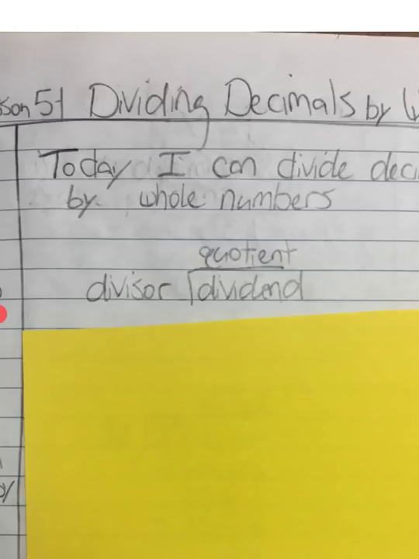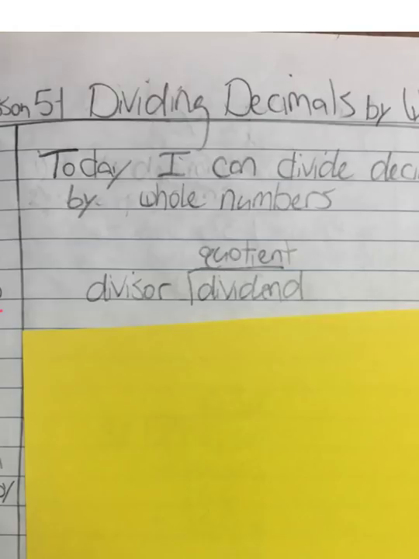So we have our vocab. A review of our vocab. Remember that our dividend always goes in the den. So our dividend is the whole, and then the divisor is the part, and our quotient is the answer.